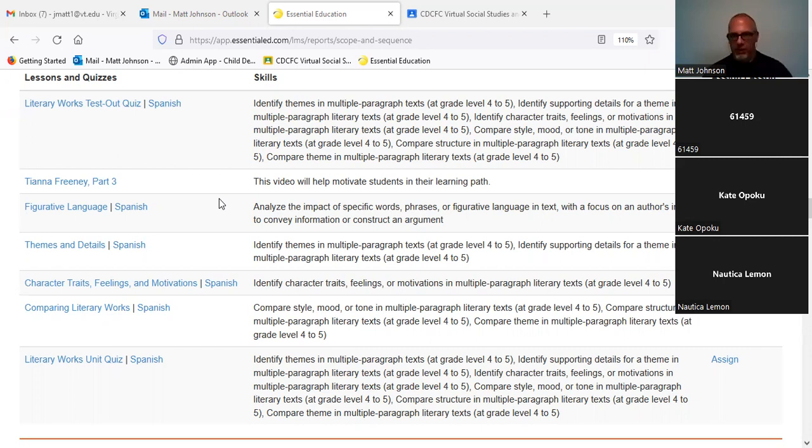So some of those skills still apply, as far as main ideas and things like that. But there's a whole other set of ideas that go along with literature and fiction writing that is going to require some other types of understanding. So things like figurative language and themes and details and understanding characters and character traits. Today we'll start with figurative language and understanding how we use figurative language.